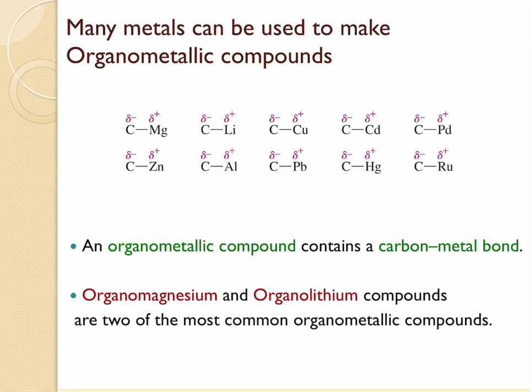A wide variety of metals can be attached to carbon to form organometallic compounds. Here are some examples. Out of these, organomagnesium compounds and organolithium compounds are the two most common organometallic compounds, and along with that we can also add organocuprates.